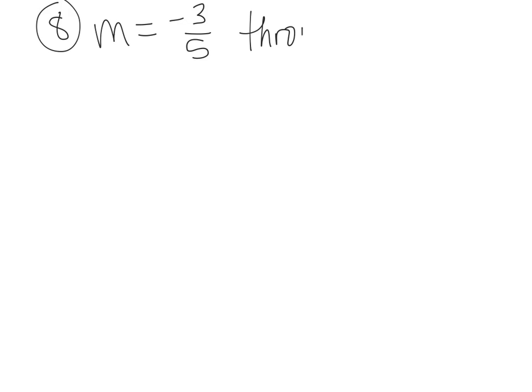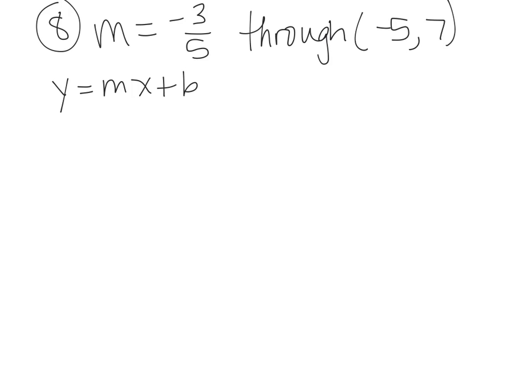Okie dokie. More on the 5-4 quiz. This is number 8. It says write the equation of the line that has slope negative 3/5 and passes through the point (-5, 7), and it wants your answer in slope-intercept form. So that's y = mx + b form.